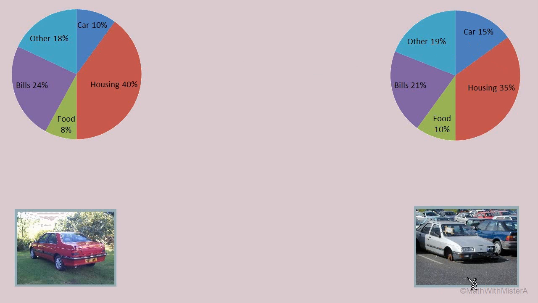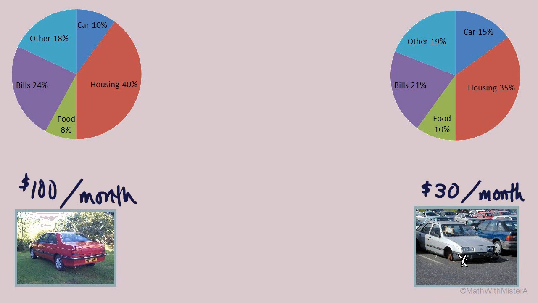Now, just in case you're thinking that the person owning this car would actually need to pay more per month than the person owning this car, let's actually assign some dollar amounts. So one car costs $30 per month, the other is $100 per month. Now, would you still say that the person who is only spending 10% must have the cheaper car, and the person spending a higher percent must be spending it on the more expensive car?